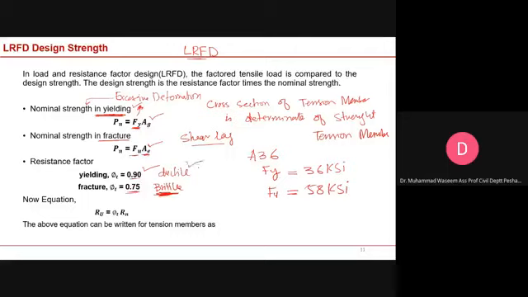Okay, so now the basics. The philosophy of LRFD design is that your demand should be less than or equal to the capacity of your member. And what are those capacities? These two are the capacities. So you have to select the least out of these two capacities.